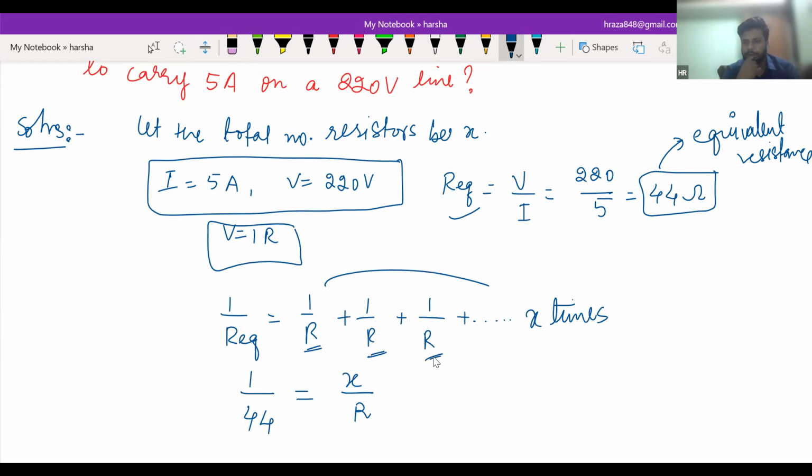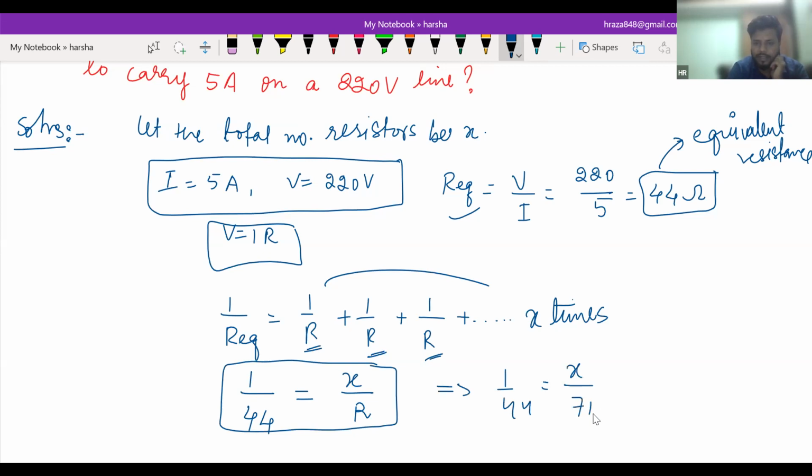Yes or no, Harsha? Yes, sir. Abdullah? Yes, sir. Now see, 1 upon 44 is equal to X upon R, and R has a value of 176. Now you can calculate X will have the value 176 upon 44, and it will be cancelled by 4. So a total of 4 resistors of 176 ohm will be arranged in parallel to give a current of 5 ampere on a 220 volt line. Please write it.